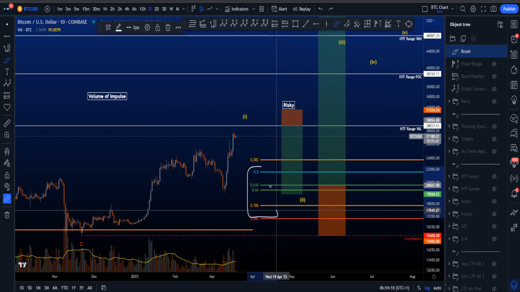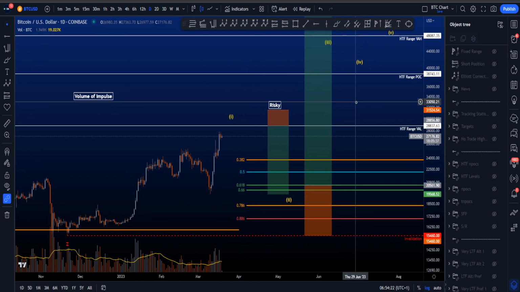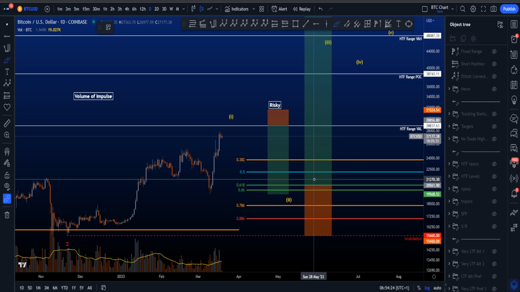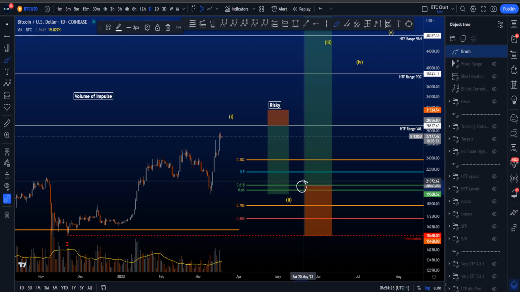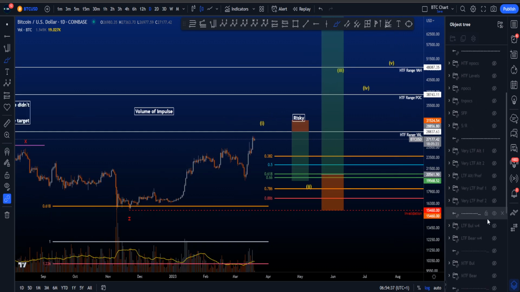Most common targets, once again, 0.5 till the 0.786. And then of course we have the massive long potential of entering around this area. Stop loss officially, the invalidation is all the way down there at 15.4K, and then moving all the way to the upside. So yeah, interesting indeed.